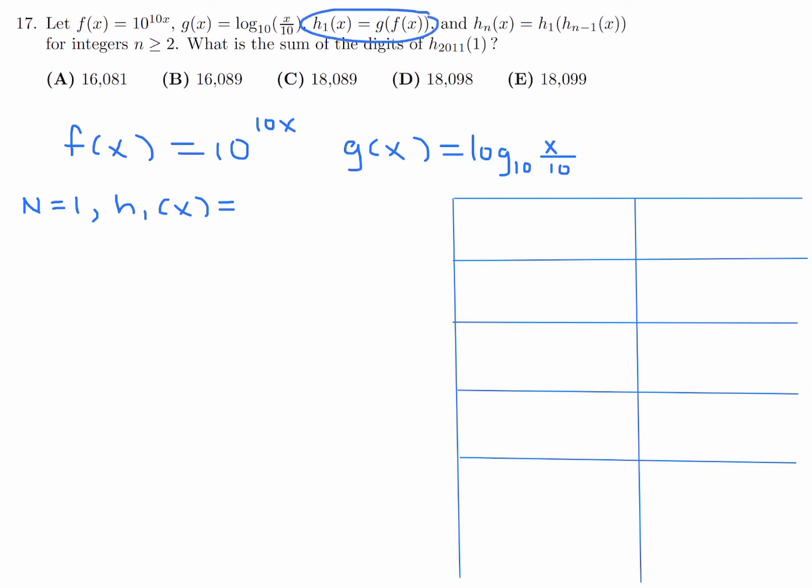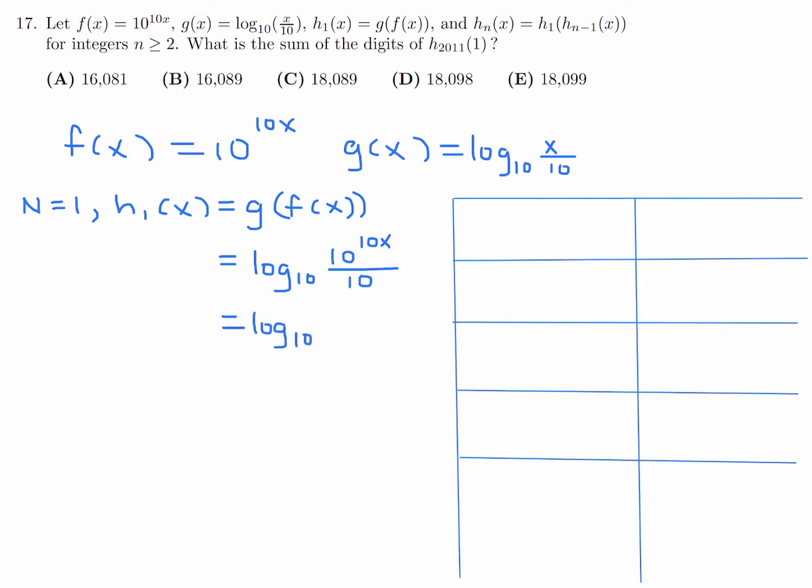And that is equal to g of f of x. So that means we have to substitute f of x into g. So f of x is 10 to the power of 10x, and we have to substitute that into here. So it becomes the log to the base 10 of x over 10, but x this time is f of x. So we have to put 10 to the power of 10x where the x is. And this becomes the log, to the base 10, of 10 to the 10x minus 1. And then we can put that in front according to log rules. And all you're left with is 10 to the power of base 10. And this is just 1, right? So all you're left with is just 10x minus 1.